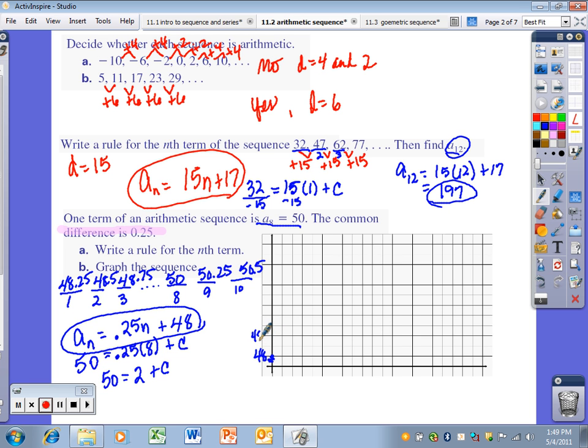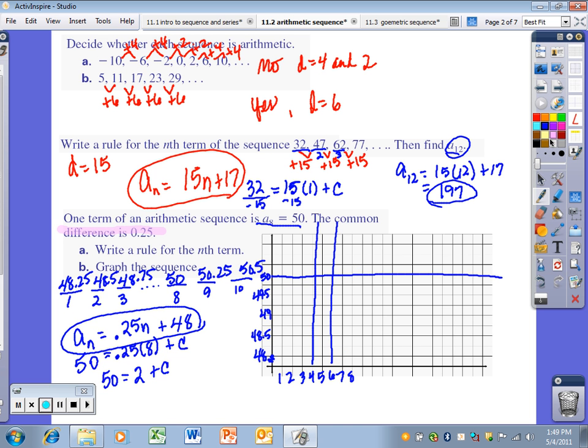48.25, 48.5, 48.75, 49, 49.25, 49.5, 49.75, 50. I'm going to kind of draw this one in because it's kind of faded out. Well, we can go up to the 8th term. So 1, 2, 3, 4, 5, 6, 7, 8. Looks like the 4th and the 6th are kind of faded out too.